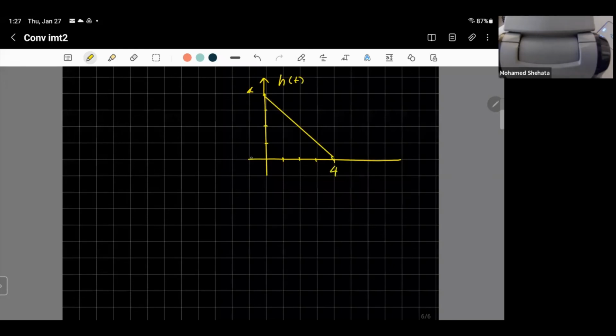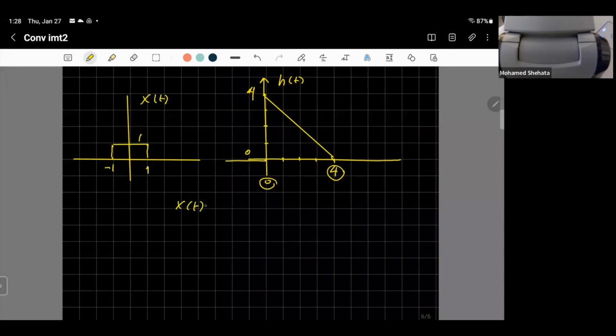That's h of t. It starts from 0 up to 4. And this equation for x of t, that's equal 1 from -1 to 1. That's x of t. The question is, I wanted to do the same process, x of t conjugated on h of t. So try to, yeah, look for the weight container and make the same steps.